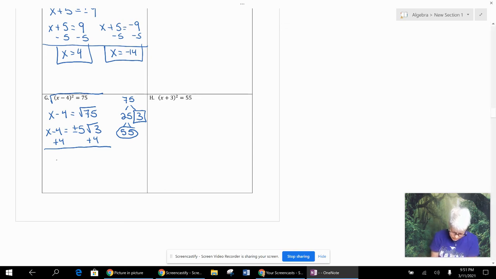I have x equals, and the best way to write this is to put the 4 in the front. So I'm going to put the 4 in the front, and that's going to be plus 5 square root of 3, and I get x equals 4 minus 5 square root of 3. So I have two answers here, or two solutions.